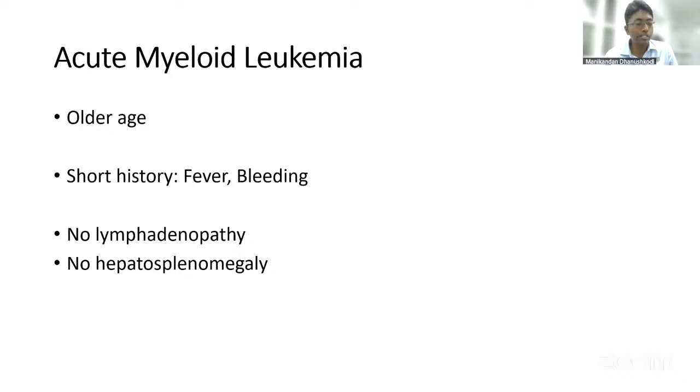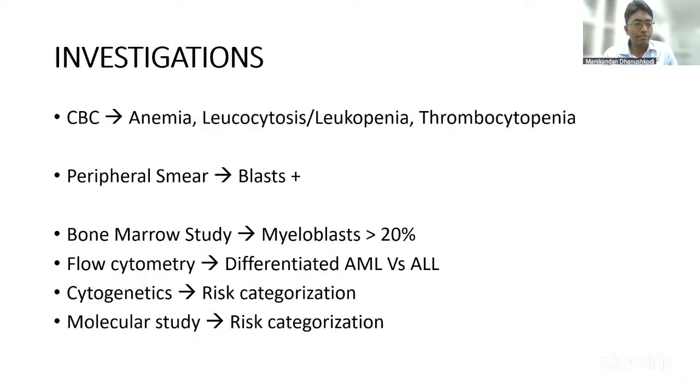Also, older age patients presenting with pancytopenia, keep at the back of the mind either acute myeloid leukemia or myelodysplastic syndrome. And the investigations pattern is similar to ALL, that is a CBC, wherein you can detect anemia, either leukocytosis or leukopenia, and thrombocytopenia. And kindly do not forget a peripheral smear in any sick patient who presents with high fever or bleeding manifestations.